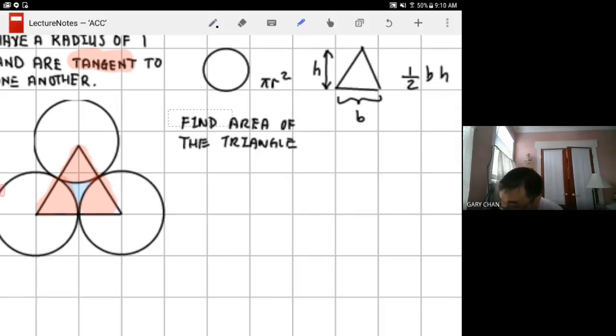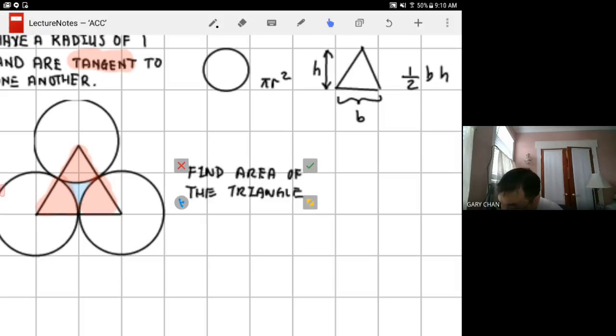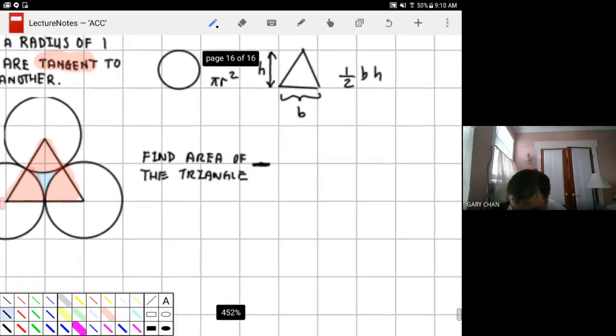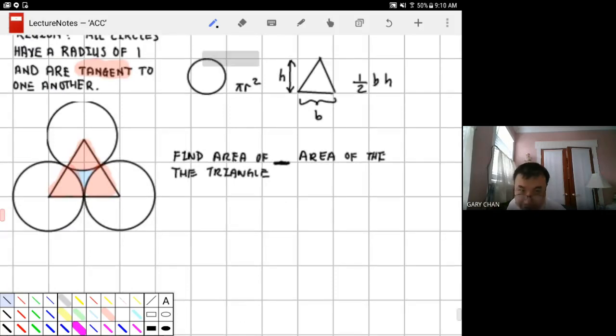So we need to find the area of the triangle. Okay, and then we're going to subtract that by the area of... and there's a name for this instead of calling them slices of the circle, right? A slice, I mean, it's not really a technical term.